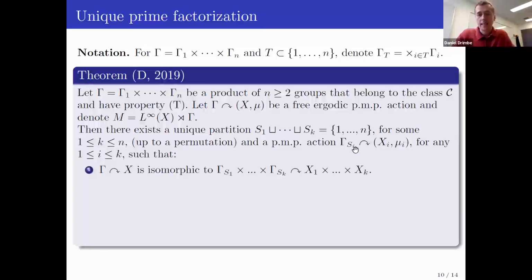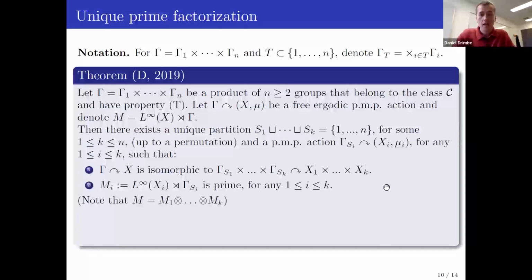And what we obtain is that if we take the direct product of these actions that we obtain, the direct product is actually the same as the initial action. So the initial action means this decomposition. Each of these actions that we constructed here will actually give us a prime type 1 factor. And this tells us, for instance, that M admits a prime factorization. It can be written as M1 tensor dot dot dot tensor Mn.